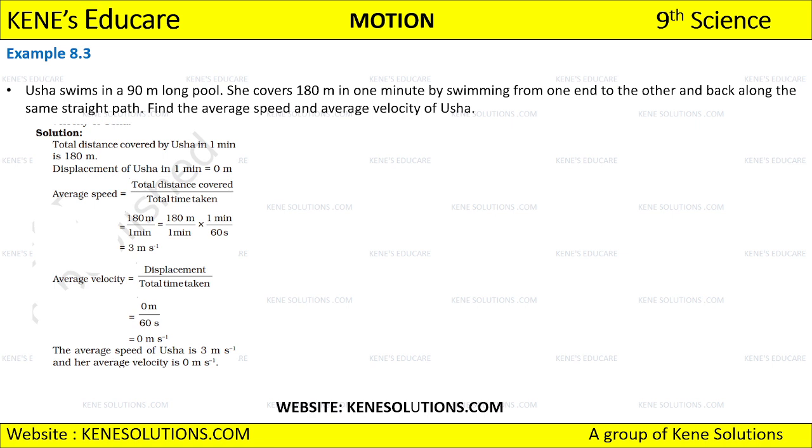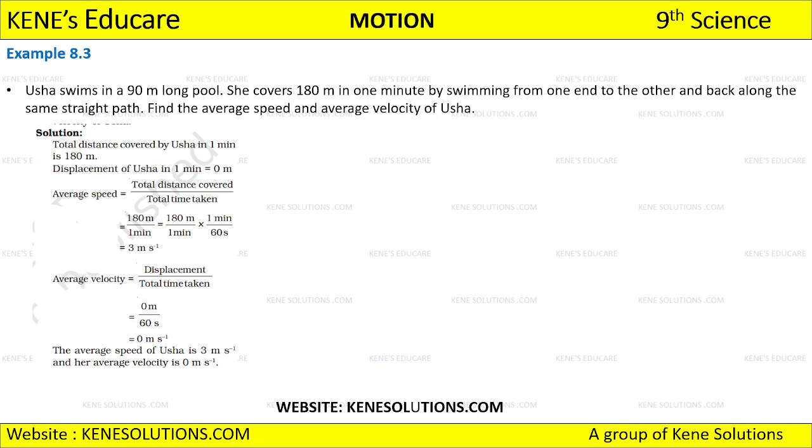So average speed, we know the formula for that is total distance covered upon total time taken. Now total distance covered is 180 meters and total time taken is 1 minute, right? So we know 1 minute is 60 seconds. So we will divide 180 meters by 60 seconds. Then we get the answer as 3 meters per second. And this is how we calculate the average speed.